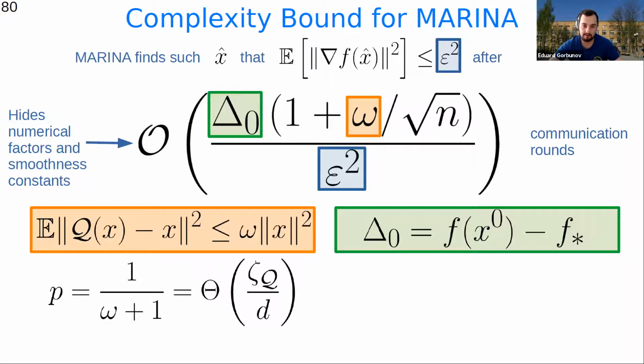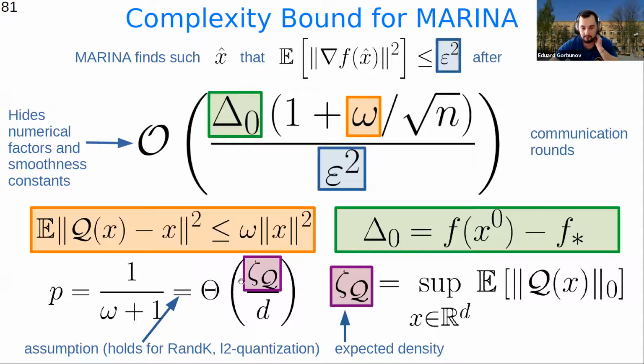This result is derived for the choice of P, the probability of sending dense vectors, equal to 1 over omega plus 1. We assume here that it is equal to zeta Q over d, probably with some constant. Zeta Q is the expected density: the supremum over all x of the expectation of the zero norm of the quantization of x. Zero norm means the number of non-zero components of the vector, which is why we call it expected density. It is the expected number of non-zero components in the quantized vector. This assumption holds for famous quantization operators like RandK or L2 quantization.